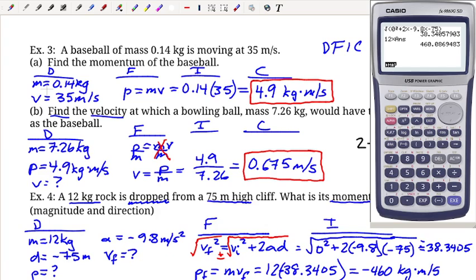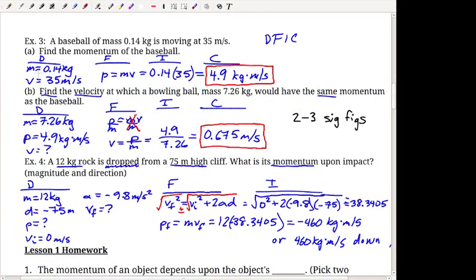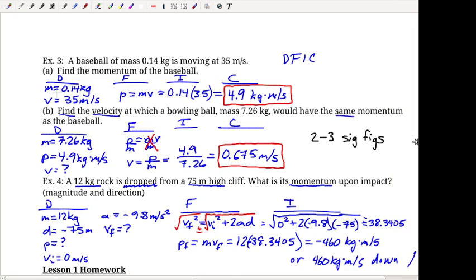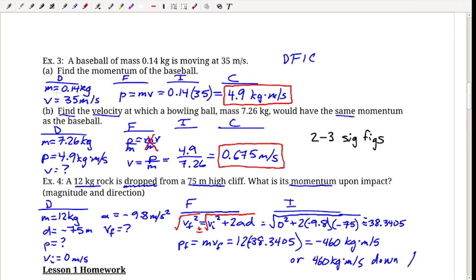Didn't realize my scaling was so off when I put my calculator up there. That's okay. There you have it. 460 kilogram meters per second downward. So you can put it in as a negative for your direction, or you can put the down for your direction. Don't put both because negative up is down. But there you've got the idea.